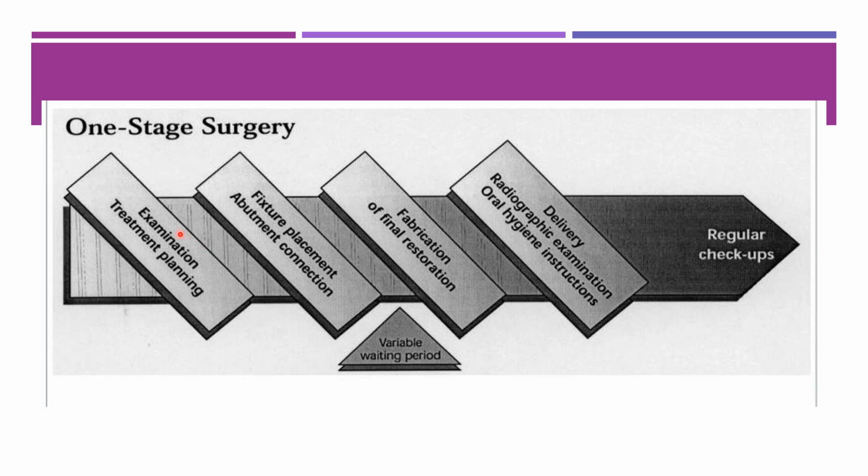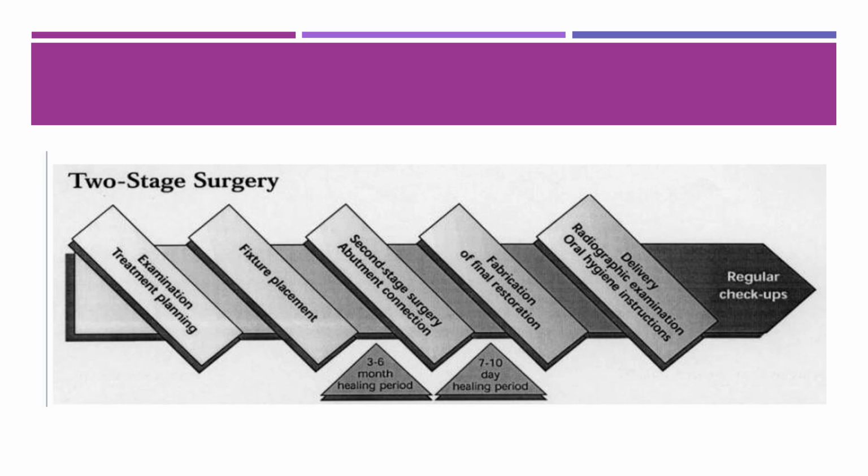First the pre-surgical evaluation, examination, and treatment planning. Then comes the fixture placement, that is the implant placement, and then the waiting period for osseointegration. It will take 3 to 6 months, varying according to the quality of bone and the host response. The fabrication of the final restoration follows after removing the gingival former, and then delivery. The radiographic examination will be taken, oral hygiene instructions will be given, and there will be regular checkups.